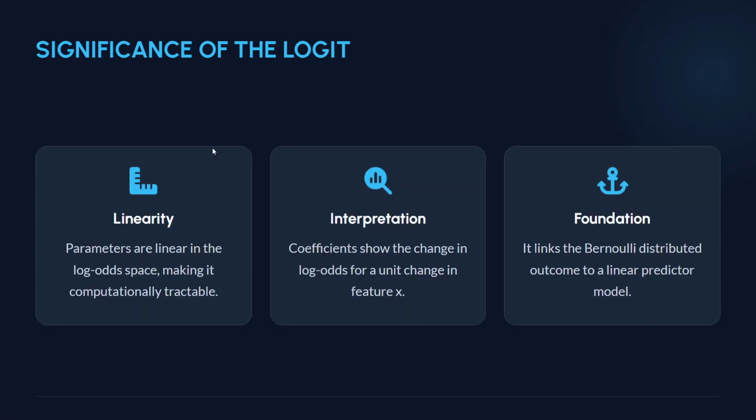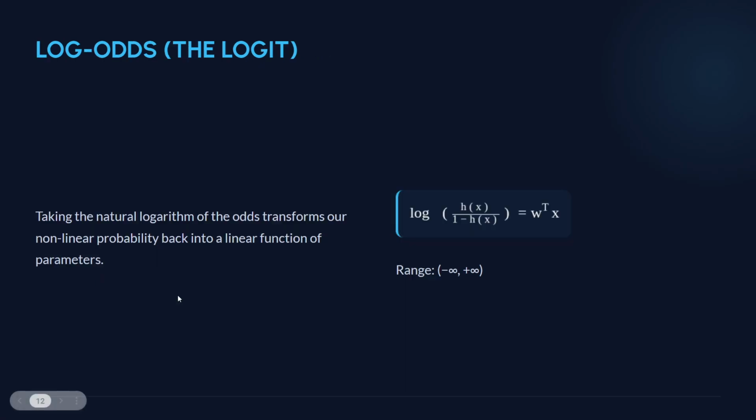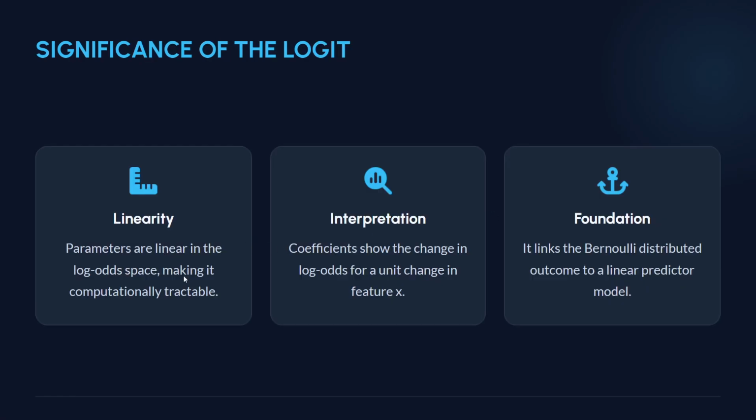Now significance, why we are doing log. First of all, parameters are linear in the log odds space, making it computationally tractable, because this is a non-linear function. After taking log, it becomes linear, so it will be easy for us computationally. Interpretation: the coefficient shows the change in log odds for a unit change in feature x. So we can easily interpret how much change is being made in the log odds value whenever there is a unit change in feature x.